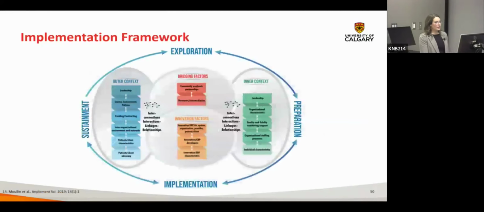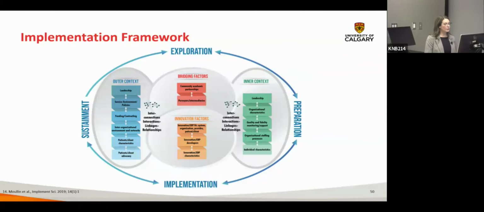And then in terms of actually doing some of the implementation, there's a number of different frameworks, but I'd just like to highlight the EPIS framework. The EPIS framework stands for exploration, preparation, implementation, and sustainment. I'm not going to go through all these little factors here, but as a whole, it is an integrated process and is a determinant framework. So just briefly, it helps guide the implementation phases.